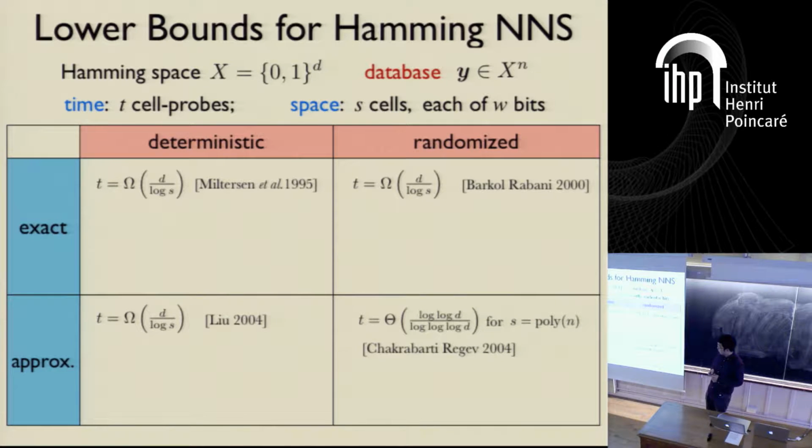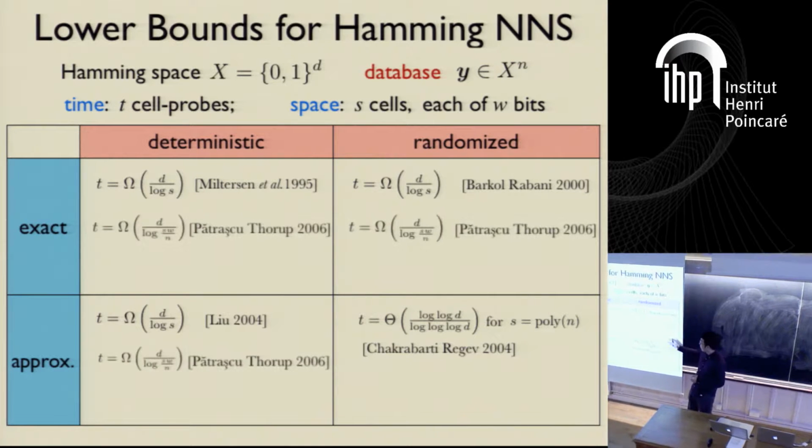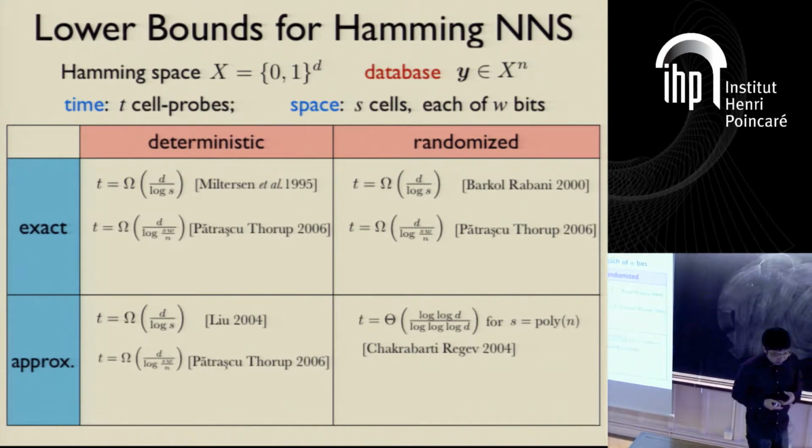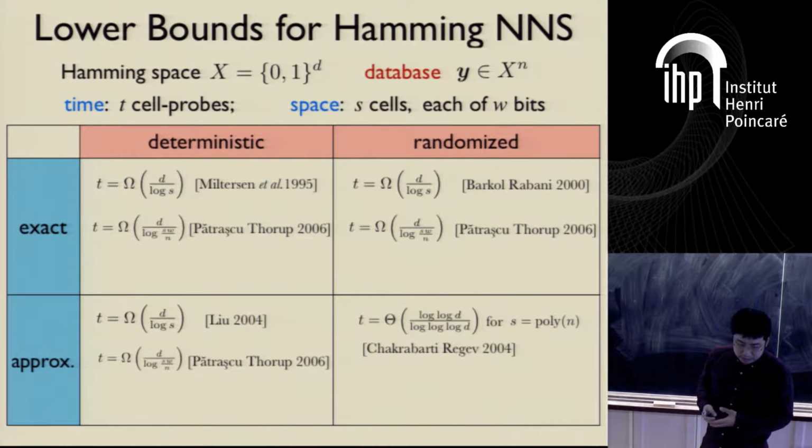And this d over log S bound for cell probe complexity is the highest lower bound we can prove with communication complexity. Right? Because within this many rounds, Alice can send the entire query to Bob, and Bob can solve the problem locally. This is something we can do in the communication model, but not in the cell probe model. And this fundamental barrier was overcome by Patrascu-Thorup, with their self-reduction technique.